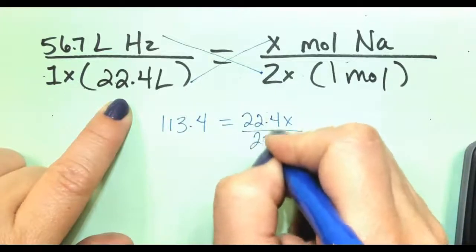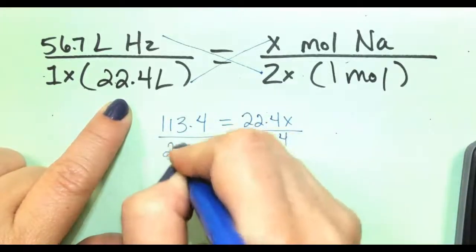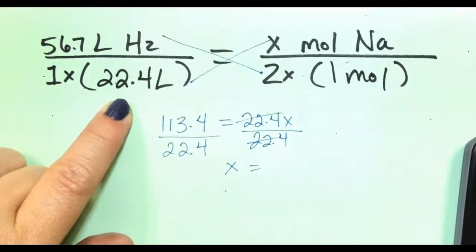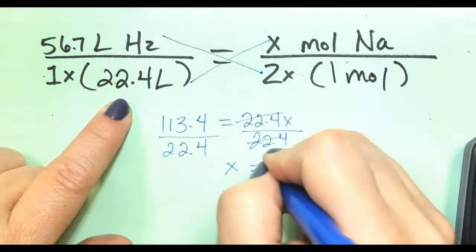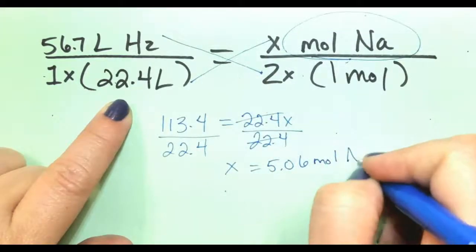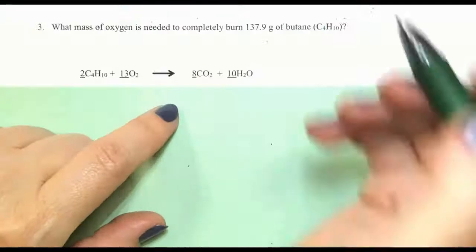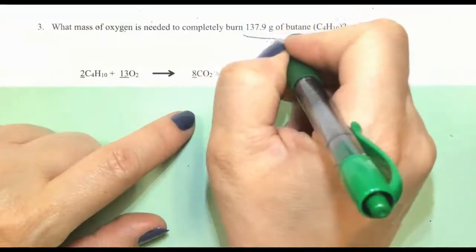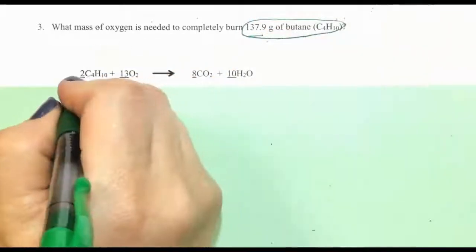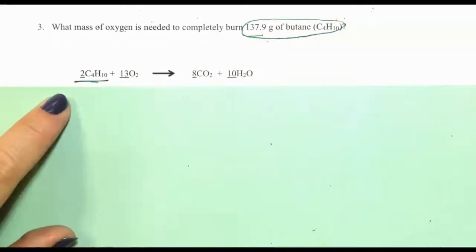We'll divide both sides by 22.4 in order to solve for x. And when we type this into our calculator, we get 5.06. And remember, this is going to be the moles of sodium. In number 3, our given is 137.9 grams of butane, and they tell you that this is butane. It has a coefficient of 2.